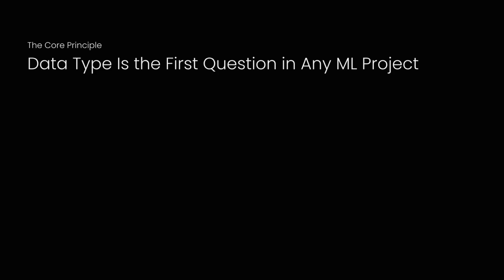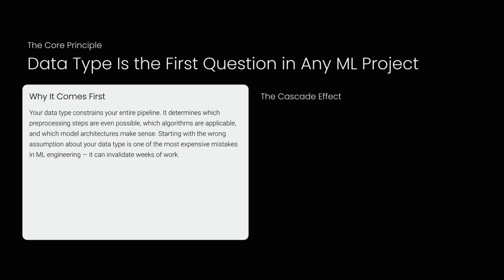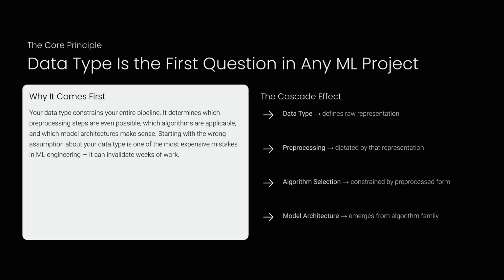The data type is the first question in any ML project because it creates a cascade effect. It defines the raw representation, dictates pre-processing, constrains algorithm selection, and ultimately informs the model architecture. Starting with the wrong assumption can invalidate weeks of work.